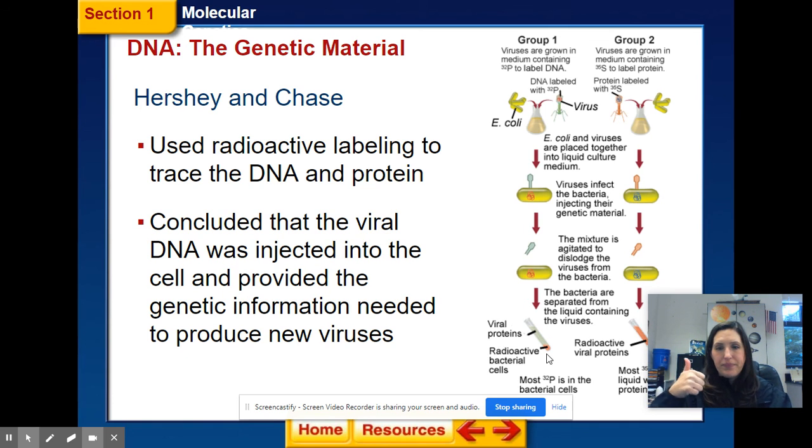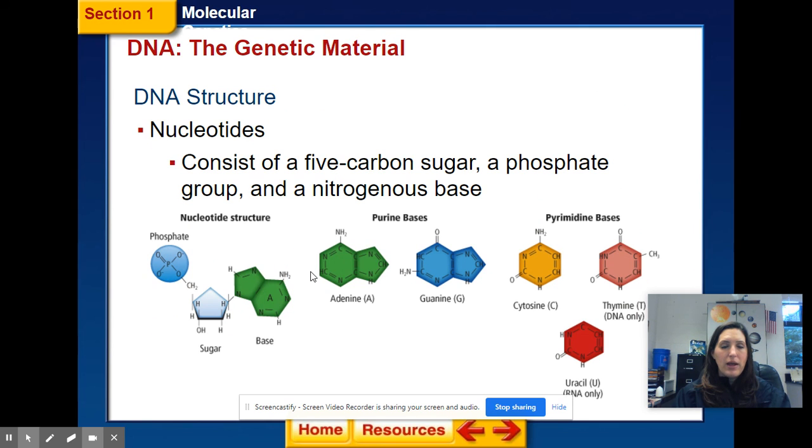They supported everybody else's information that this was genetic information being passed down. They supported that it was a nucleic acid being passed down. So they helped back all of the previous research up. Okay, all right. And this is going to lead us to our DNA structure.